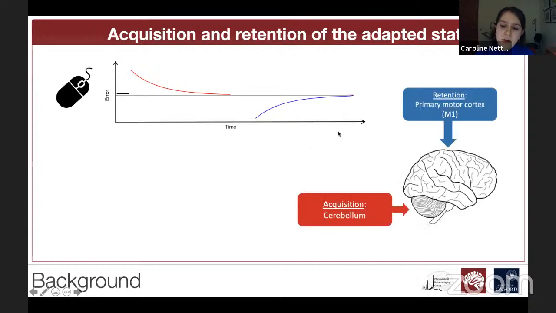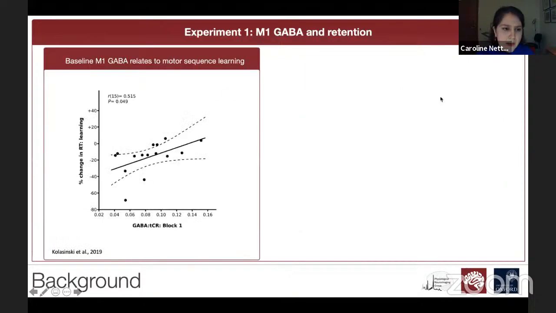Now, there's a framework of adaptation that suggests that the acquisition of an adapted state in an adaptation task primarily involves the cerebellum, whereas the retention of this adapted movement relies on M1. And this is in contrast to other forms of motor learning, such as motor sequence learning, which is thought to primarily involve M1 at the acquisition stage. Now, in motor sequence learning, we know that GABA concentration measured from M1 early correlates with acquisition of a motor sequence.